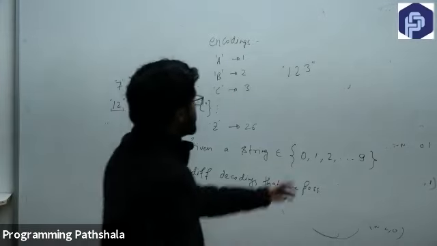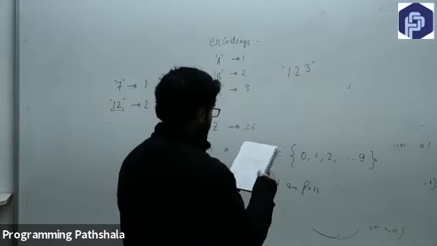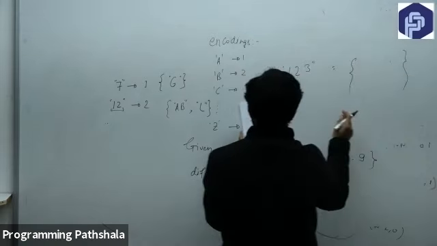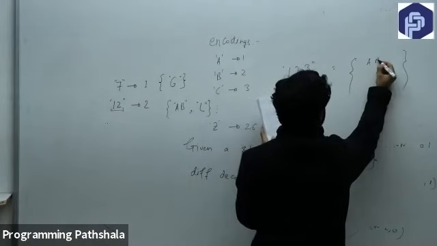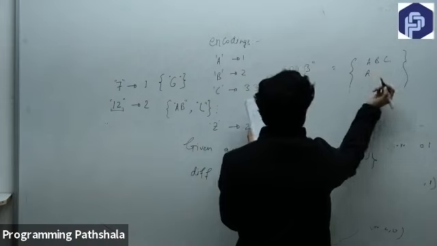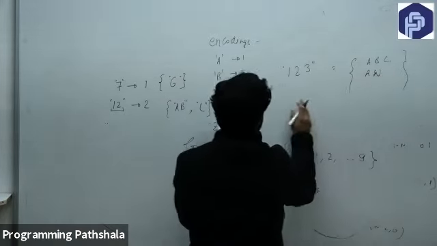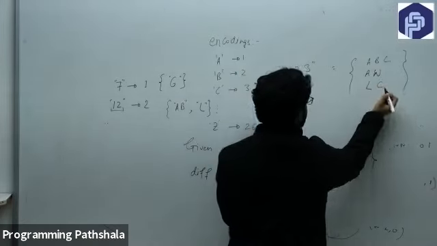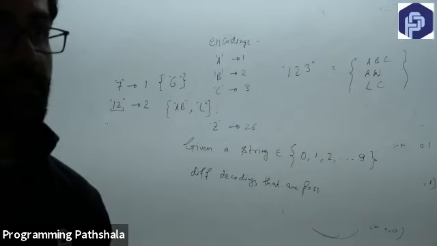Okay. Yeah, for 123, how many decodings were possible? For 123, how many of you got that these are the decodings that are possible? If I consider this 1 as A, 2 as B, 3 as C, I get ABC. Very good. If I consider this 1 as A, I can consider this 23 as W. And the last one is if I consider this 12 as L, I consider this 3 as C. How many of you got these three possible decodings? Just say yes, those of you got it.